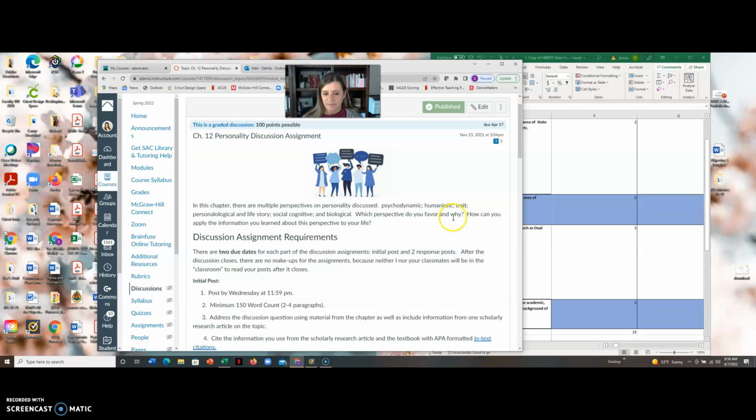Which perspective do you favor and why? So of those listed in your book, which one do you see that you agree with the most, that you have the most buy-in with, the one that you like? And make sure that you provide the explanation of why you chose that one as your favorite one.